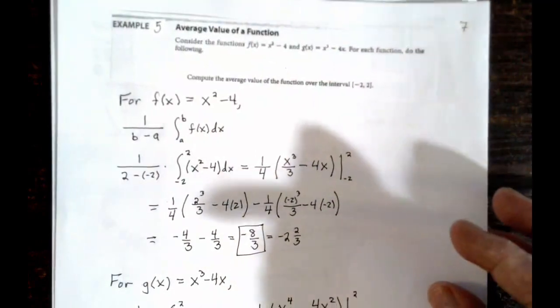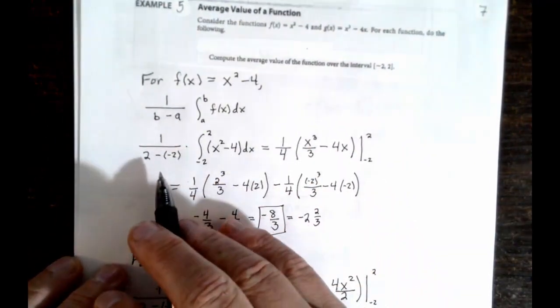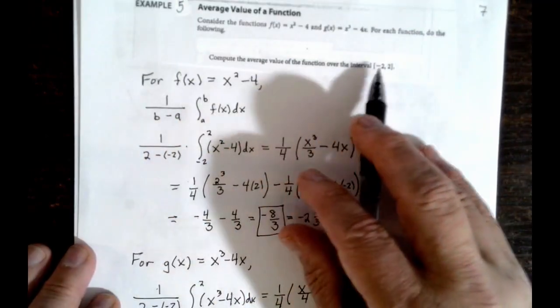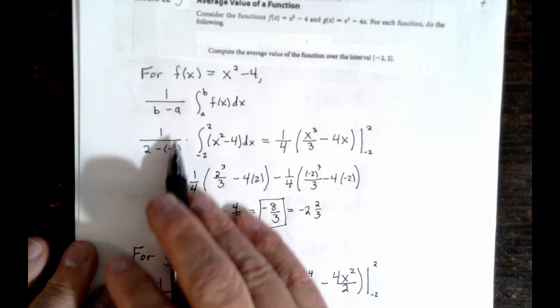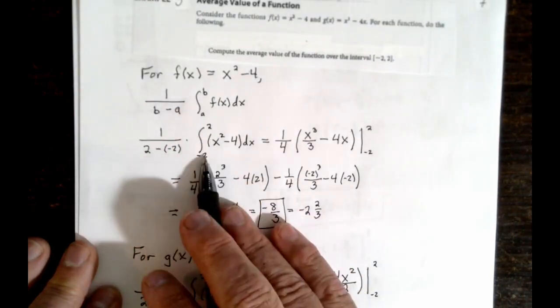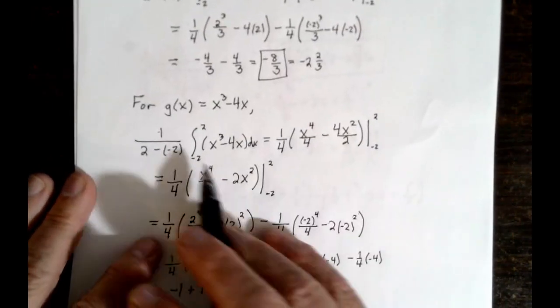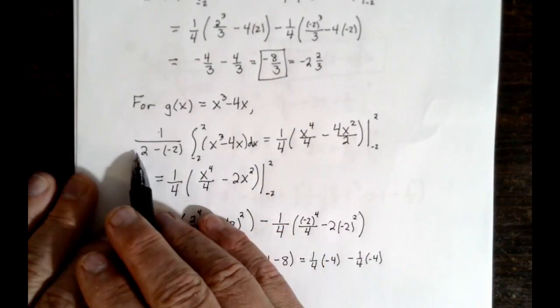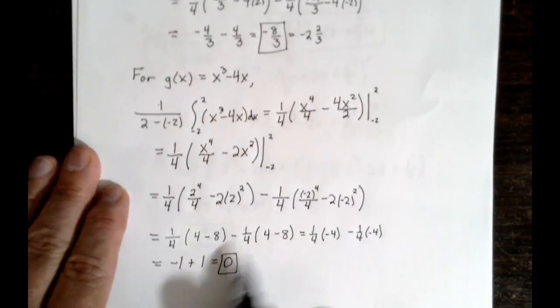Alright, this one's the same idea here, and they ask you for two separate functions, f and g. They're over the interval minus 2 to 2, so you use b minus a from minus 2 to 2, so 2 minus the minus 2, and here's your integration, and you take the integral like you normally would. And you do the same thing here for g. That's your b minus a from a to b, and you integrate like you should, and you plug everything in.